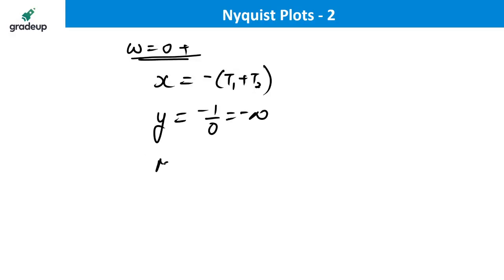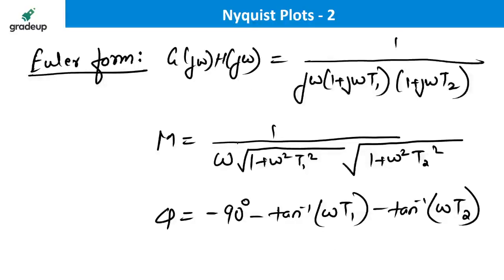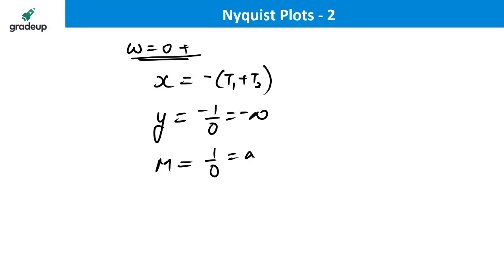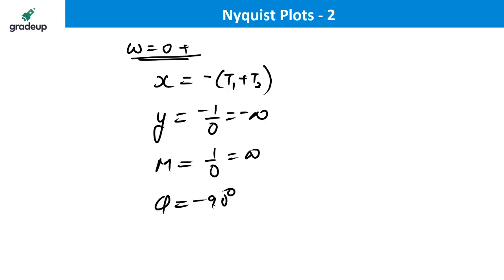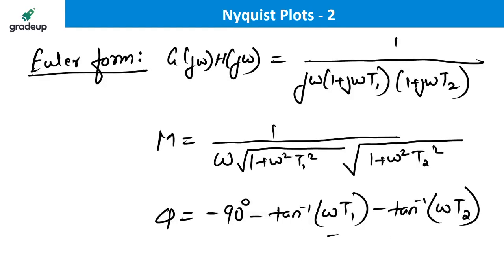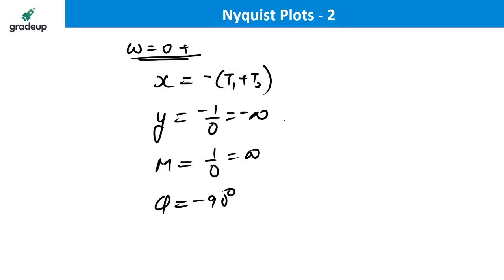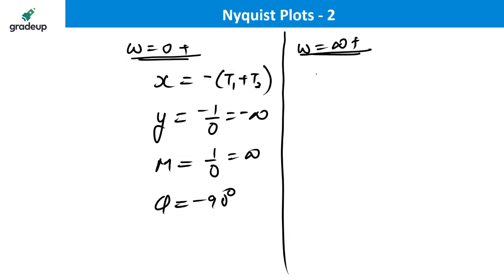Okay. What about the magnitude? See, magnitude is again 1 by 0, that is infinity. And what about the phase? Phase is minus 90 minus tan inverse 0. Tan inverse 0 is just 0. The phase is minus 90.